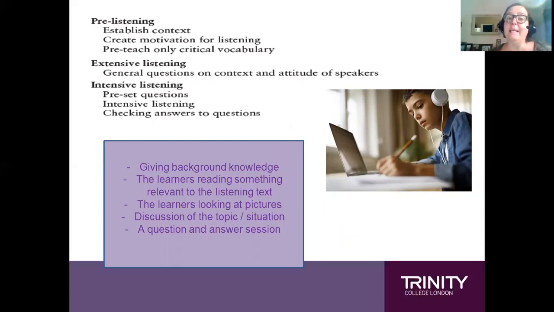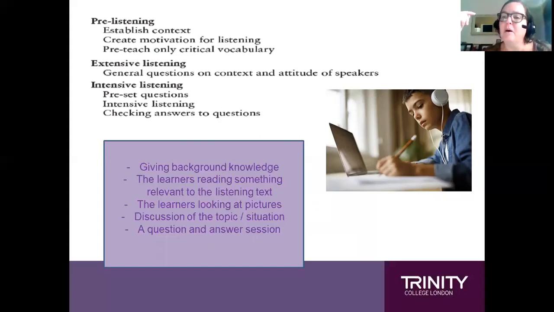When it comes to pre-listening, it's really very important that we establish a context. What do I mean by that? We cannot simply tell them, you will listen to, or listen and decide if the statements are true or false. This is like pushing students into uncertainty. We need to establish a context. We need to create a motivation for listening. And how do we do that? How do we actually create a motivation for listening?